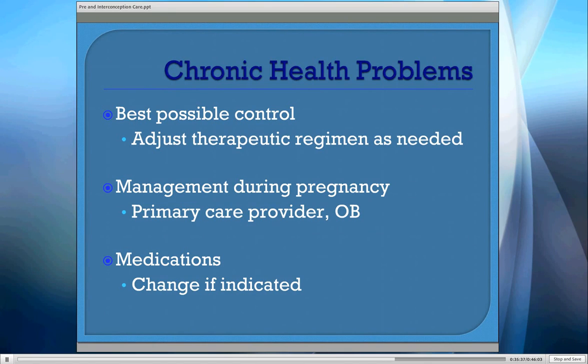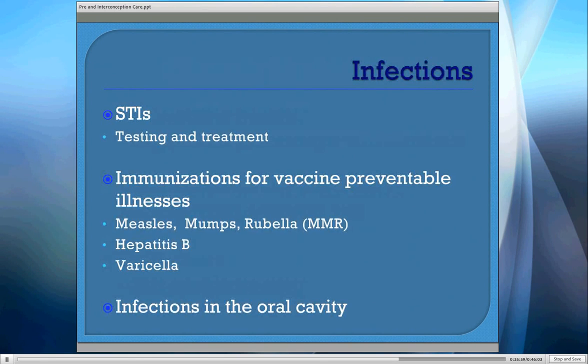A decision about the management of chronic conditions during pregnancy should be made before conception. Will the primary care provider continue to manage the condition, or will the OB provider assume temporary management? Finally, all medications should be reviewed. Those that are known or suspected teratogens should be changed.